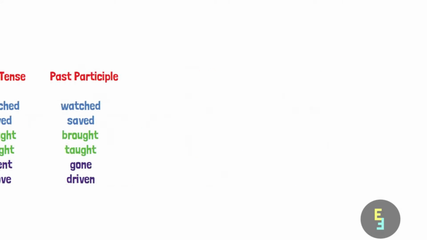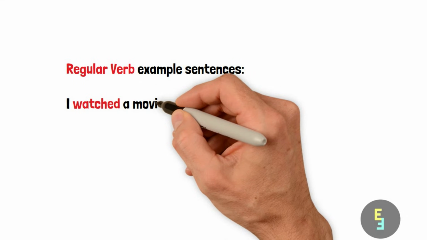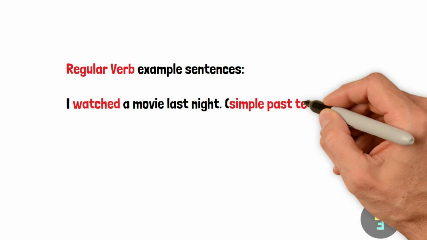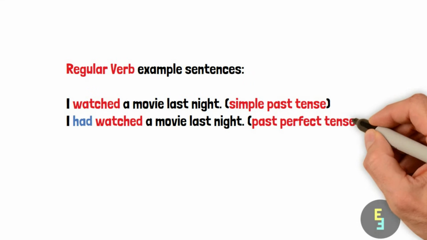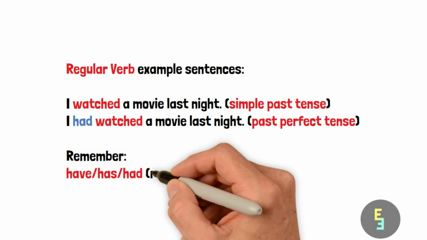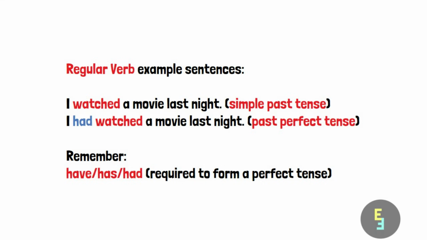Let's see how they are used in sentences. I watched a movie last night. I had watched a movie last night. As you can see, the first example is in simple past tense, while the second example is in past perfect tense. If you remember, the words have, has, or had are required to form the perfect tense, just like in the second example. Also, the spellings are the same since the word watch is a regular verb.